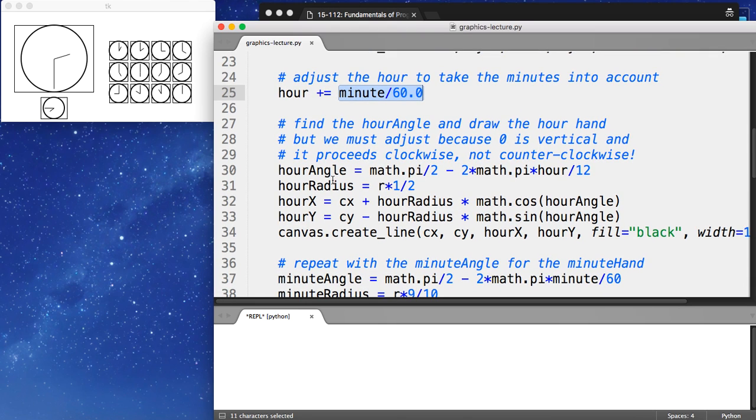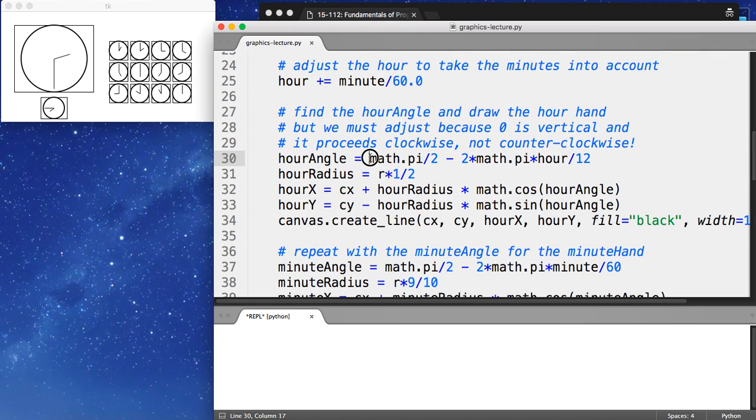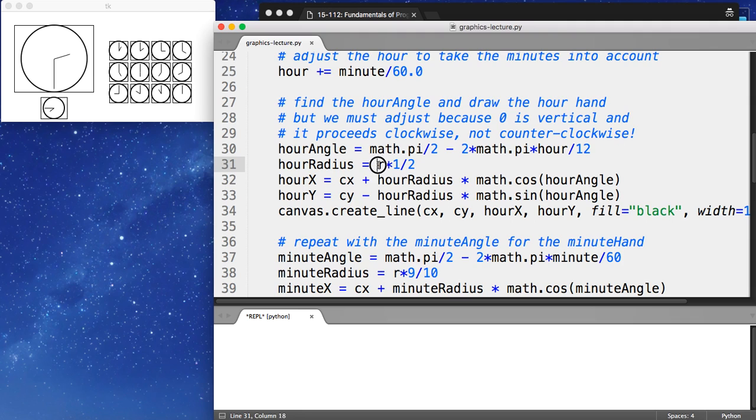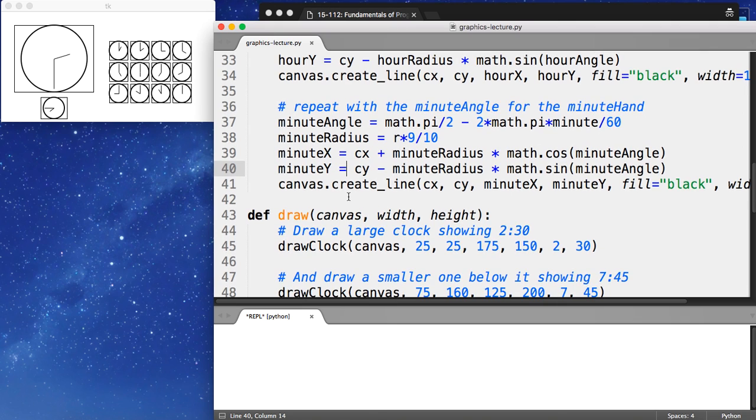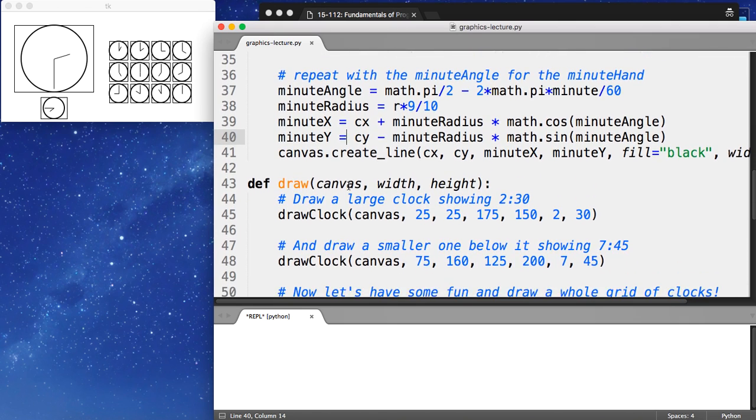Fine. We compute the hour angle in the same way we did in the previous video. That is to say, add pi over 2 to make it vertical, and then subtract to make it go clockwise. Our hour radius has to be half the radius, so we're going halfway out. That's this radius here. And then we'll go ahead and draw our hour. Our minute angle, same deal. Our minute radius is longer because the minute hand is longer. Okay, and that's it. There's really not a lot going on here.